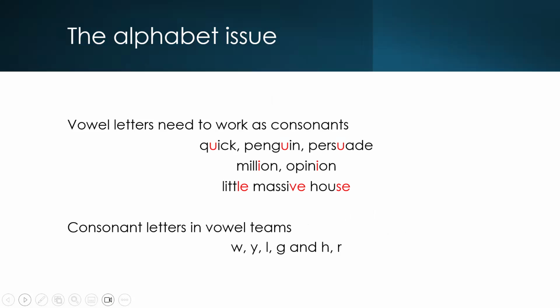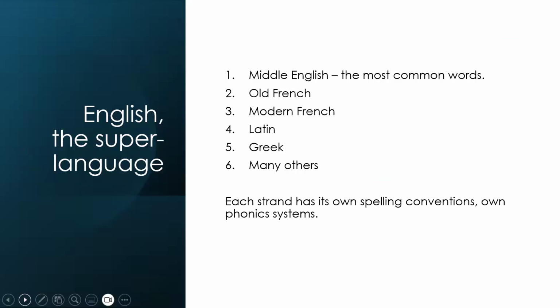Letters we think of as vowels must work as consonants, such as U making the W sound in quick, penguin and persuade, and I making the Y sound in opinion and million. E at the end of the word has about 11 different functions, often as part of a consonant team, as in the LE of little, the VE of massive, or the SE of house. The consonant letters W, Y, L, at least in the New Zealand accent, G and H and R get roped in to help out with the missing vowels.